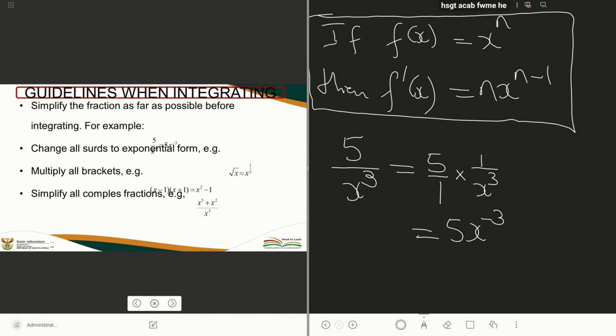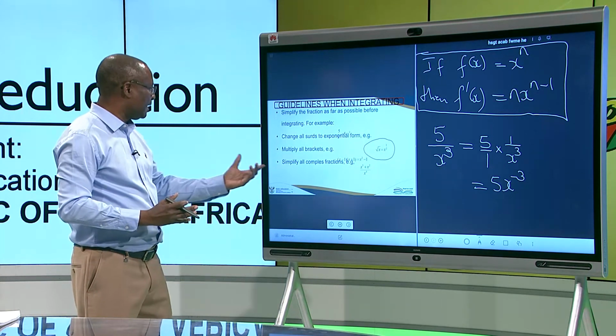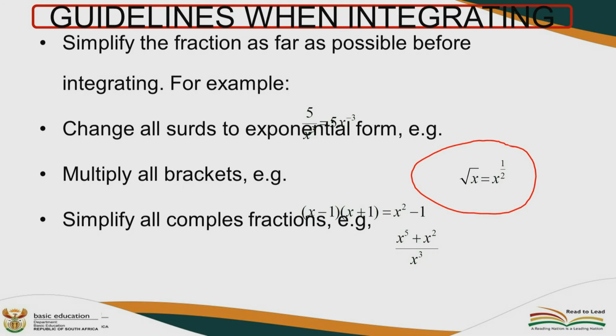Then, secondly, change all the surds to the exponential form. Like I've indicated earlier, if you are given a surd, change everything to be in the exponential form. I've already indicated this; we don't have to waste much of the time. And also, simplify all the fractions. I've also explained this.